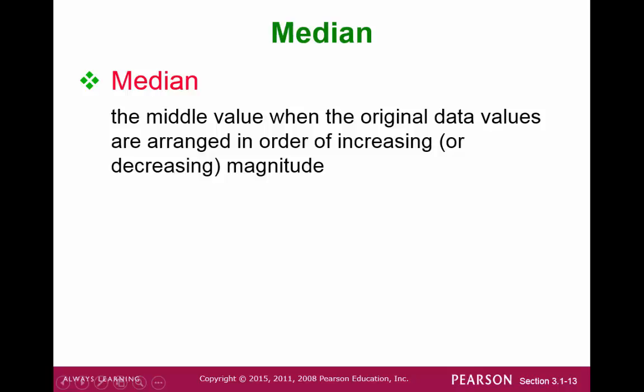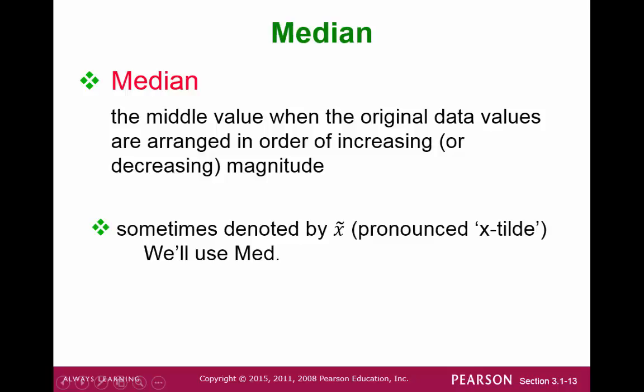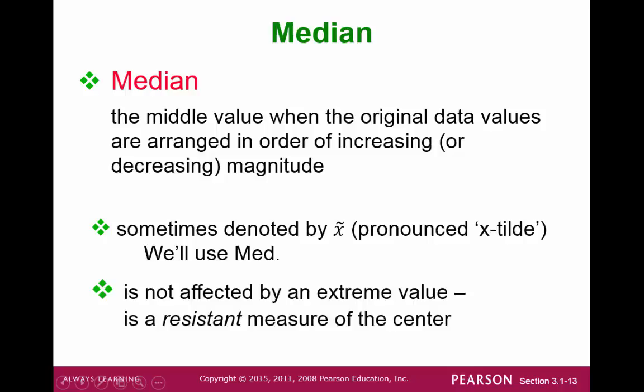Another measure of center is the median. The median is the middle value when the data points are sorted in order. Some textbooks use the notation x tilde for this, but we won't. We'll just call it med, M-E-D, or simply use the whole word median. The other important property is that, unlike the mean, the median is not affected by extremely large or extremely small values. We call this a resistant measure of center.